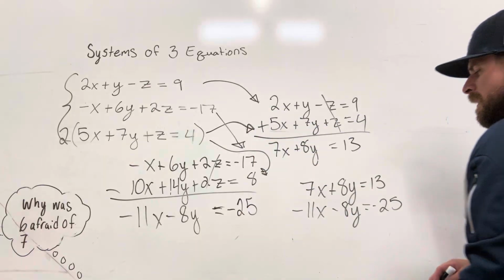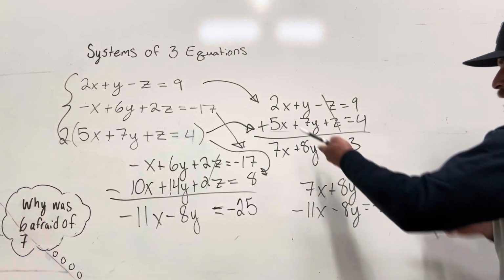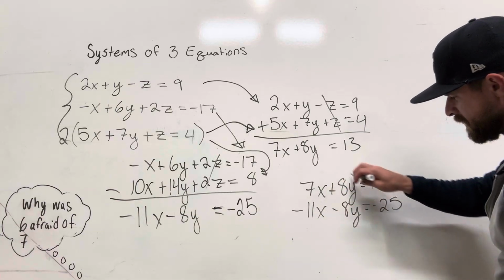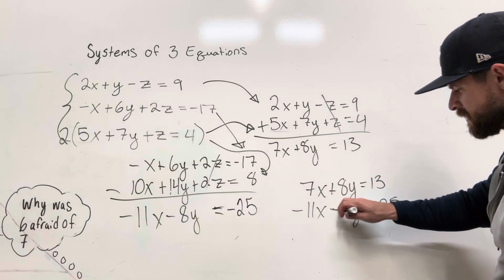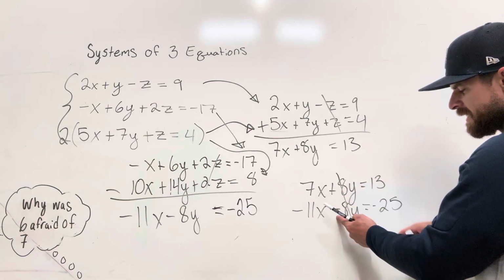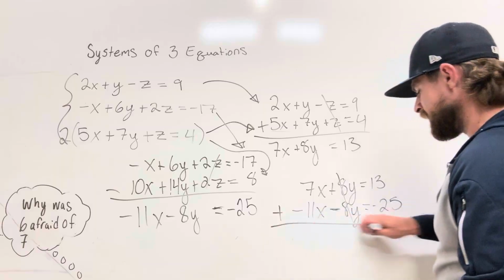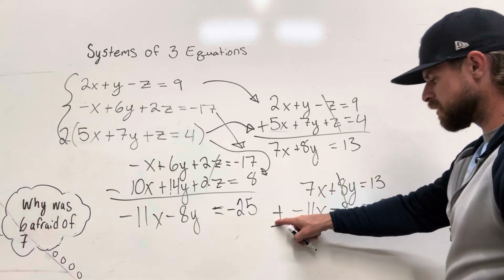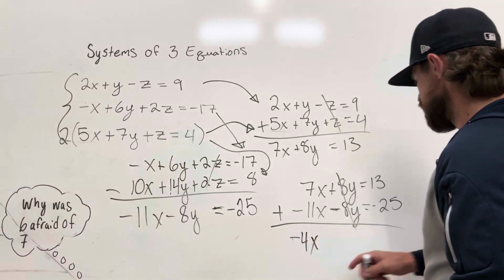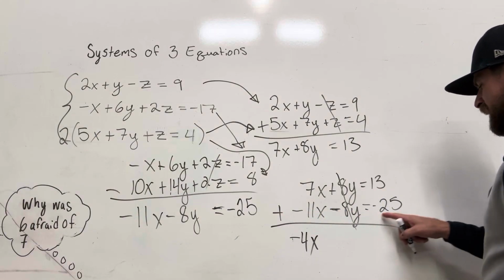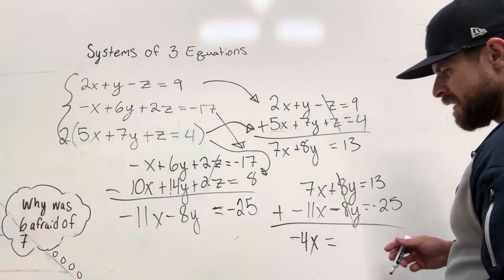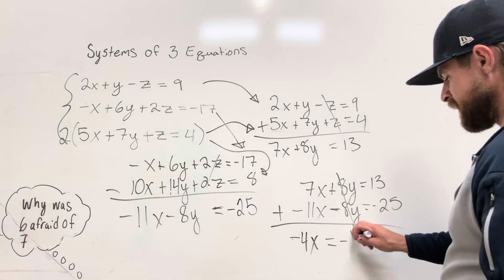Okay, now we're going to eliminate here just like we did up here. We can go with x or y. Obviously, we want to eliminate the 8y's because they're already opposites. That's going to make life a lot easier. We're going to cancel those out, but positive and negative are only going to eliminate if you add. So 7x plus negative 11x, that's negative 4x. 13 plus negative 25, that's going to take us all the way to negative 12.